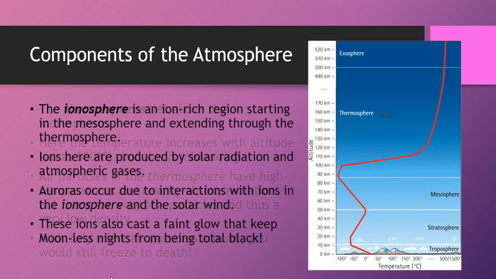In the upper regions of the atmosphere is a region known as the ionosphere. It's not pictured here because it extends through multiple layers of the atmosphere. And here's where solar radiation from the sun will interact with particles in the atmosphere and generate ions, and these ions can generate auroras. The ionosphere is also the reason why on a night where there's no moon, there's still a faint glow from the atmosphere. That faint glow allows things to not be totally black.